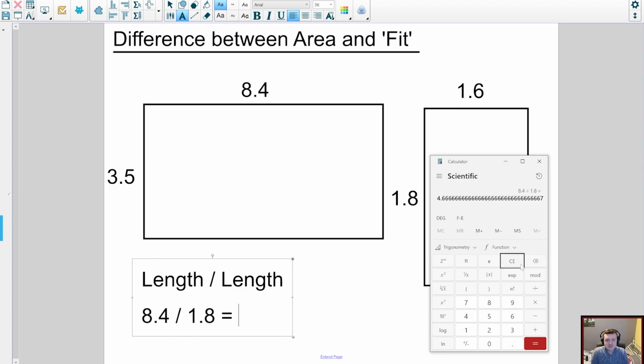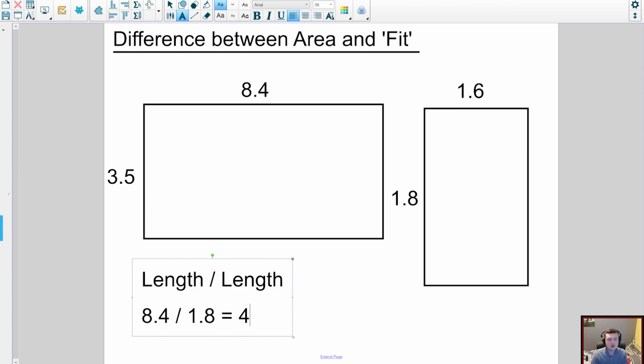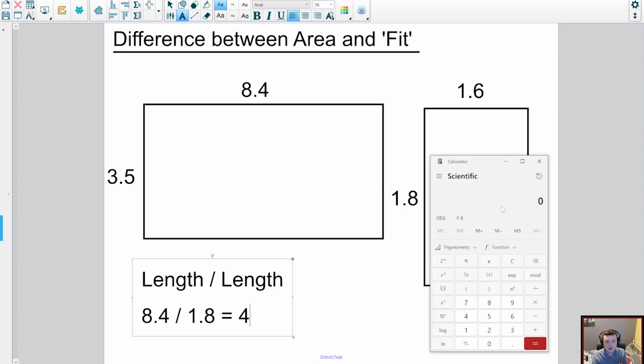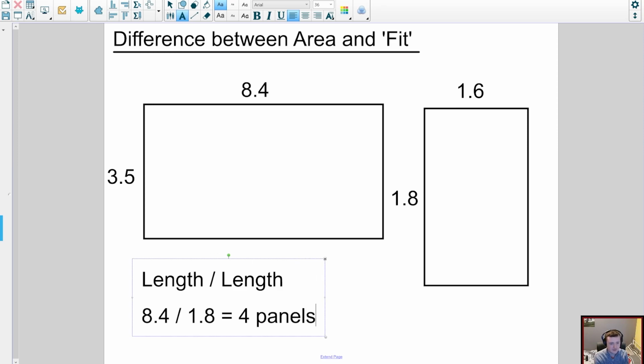Okay, if we do 8.4 divided by 1.8 on our calculator, we get 4.666667. Be careful at this point. We can't fit 0.6667 of a panel into our space. So the only amount of space we can fit is 4. Don't round it up like you might be tempted to. We can only fit 4. If we rounded it up to 5, 5 times 1.8 is 9, which is bigger than the space we've got. So that won't work. We can only fit 4 panels that way.